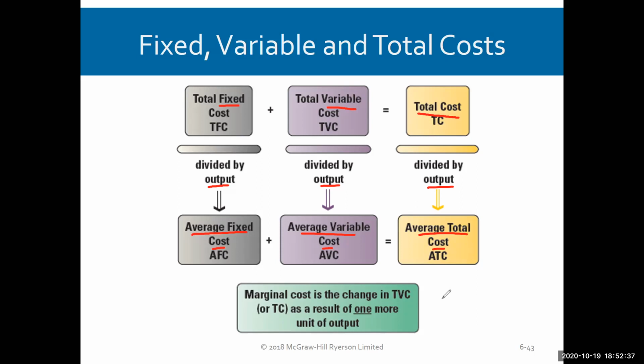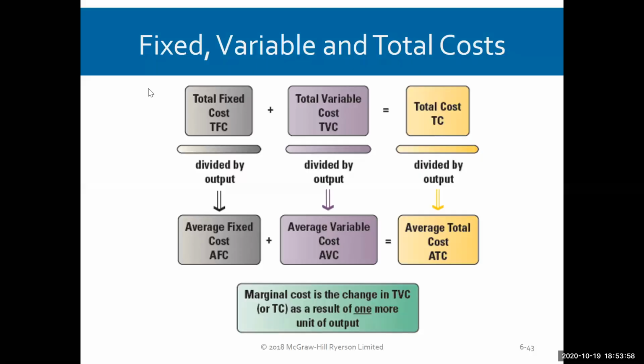And the last one, the marginal cost, that's equal to the change in total variable cost or the change in total cost, remember? As a result of one more unit of output. So it's the change in total cost or change in total variable cost divided by the change in output. So that's all of our cost curves all on one slide. Now let's take a look at what we might do to graph these things.